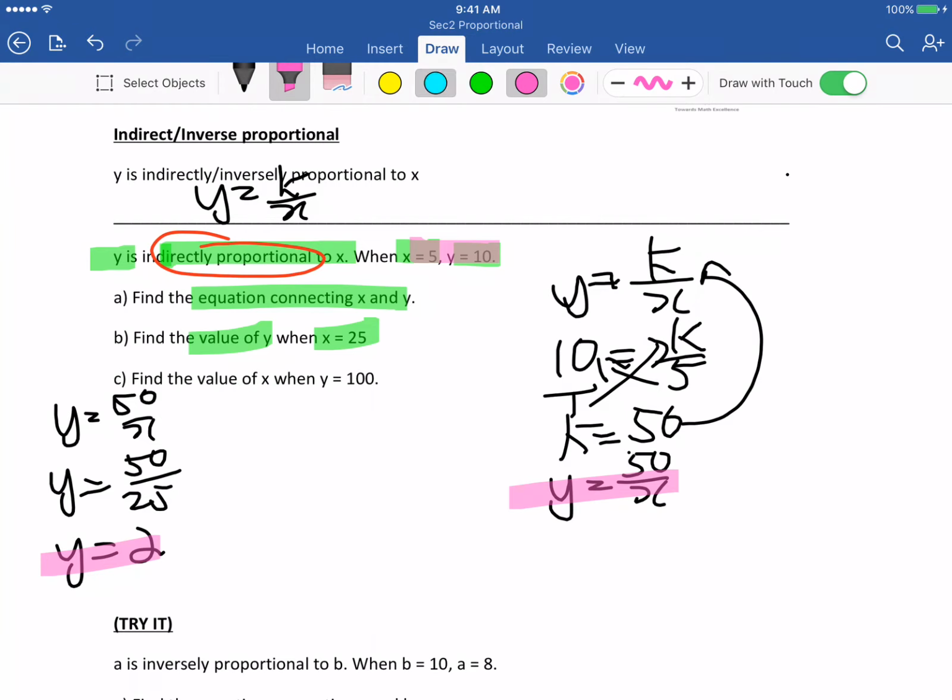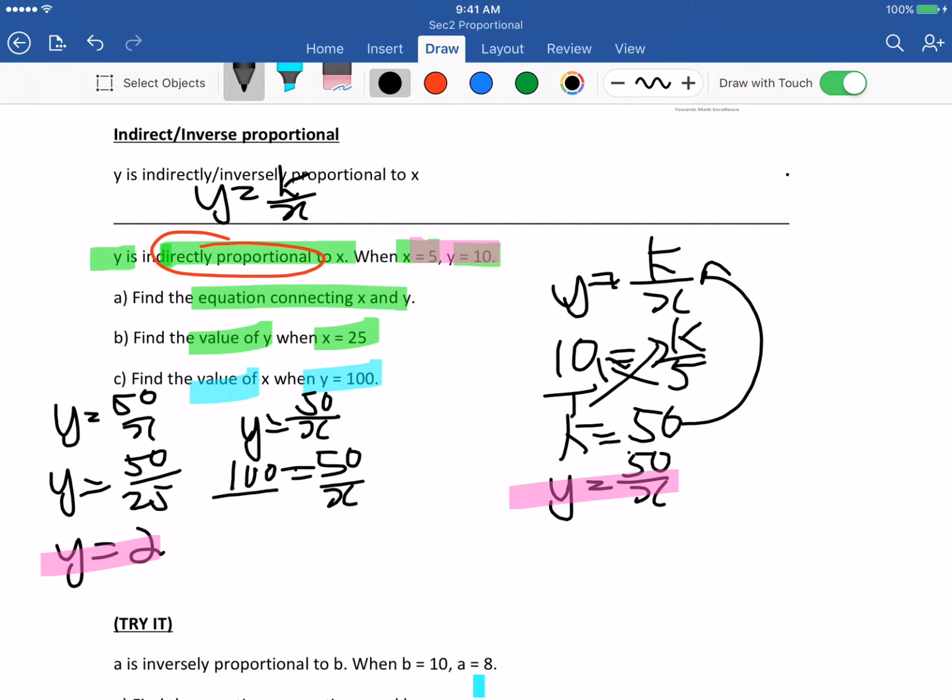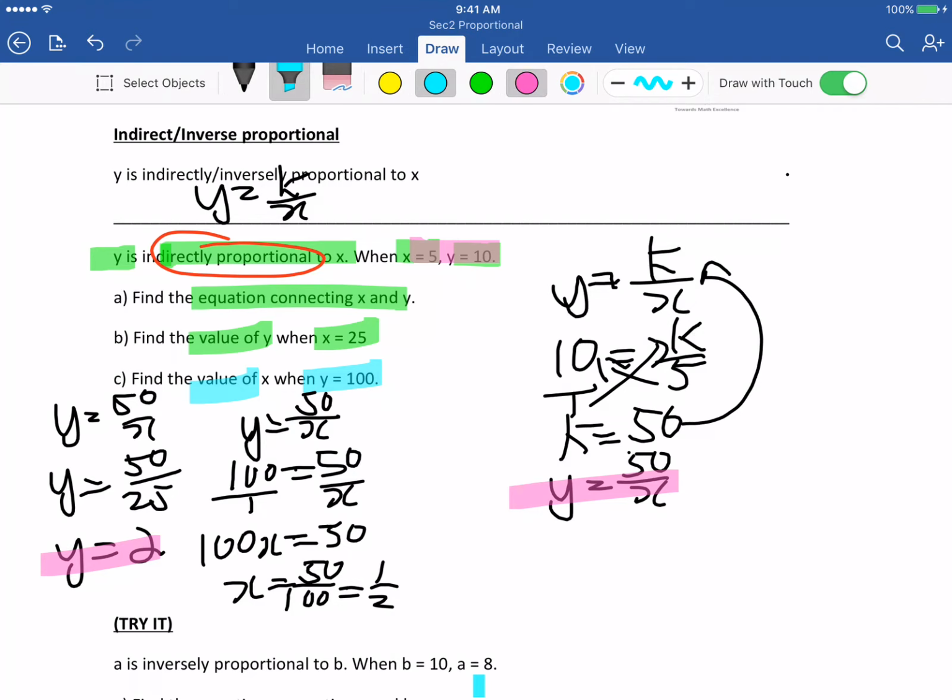The next one. Find me the value of x when y equals 100. So write y equals 50 over x. Replace y by 100. So it's 100 equals 50 over x. 100 is actually 100 over 1. So what I need to do is a cross multiplication. So it becomes 100x equals 50. So what's x? x equals 50 over 100, equals half. Okay, that's the answer.